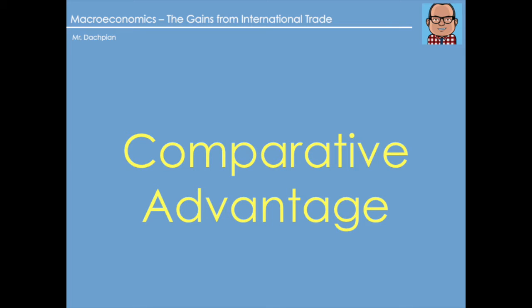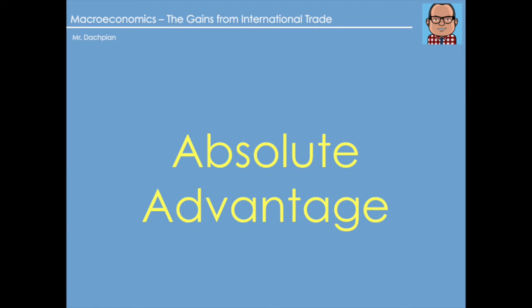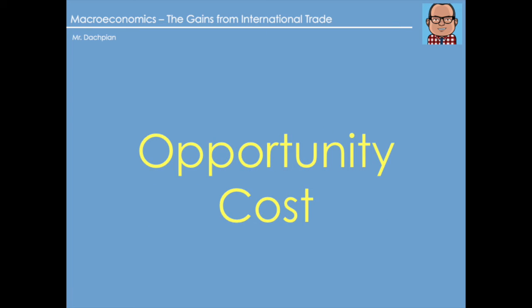Comparative advantage is a situation in which a person or country can produce one good at a lower opportunity cost than another person or country. Absolute advantage is a situation in which a person or country is more efficient at producing a good in comparison with another person or country.